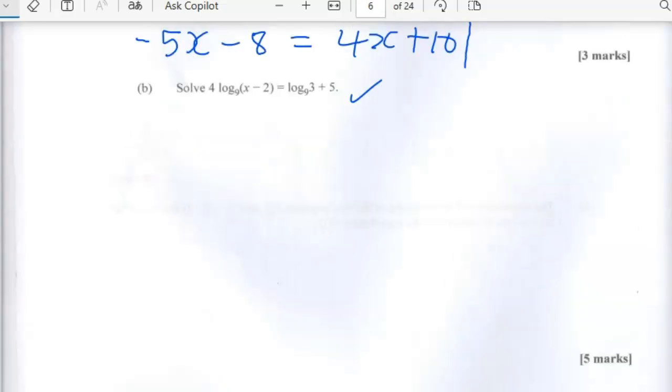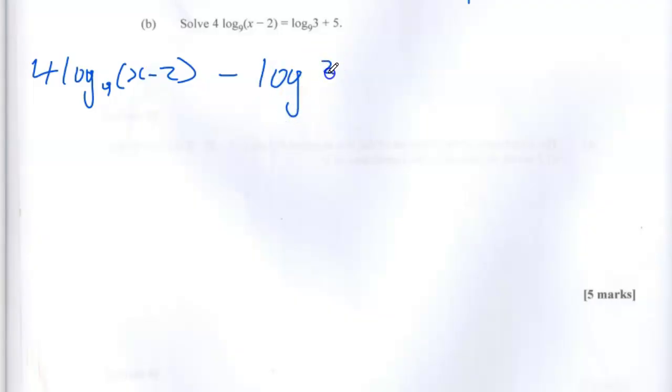Part B of question 2. So here we have an equation to solve. So we can use the rules of log. So we're going to group all the logs on one side of the equation. So I'll end up with 4 log x minus 2 base 9. Group this over here. So I have minus log 3 base 9 equal to positive 5. Alright, so I just group all the logs on one side.